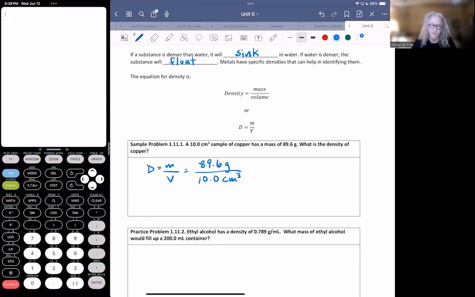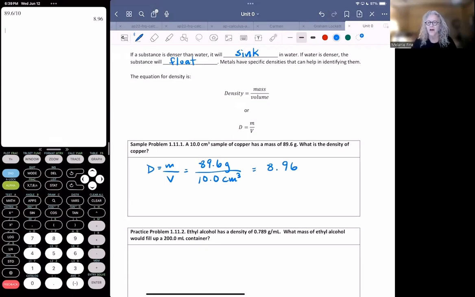When they're written on top of each other, this is division. Most people know that. 89.6 divided by 10. By the way, if you divide by 10, you just move the decimal. So it's 8.96.